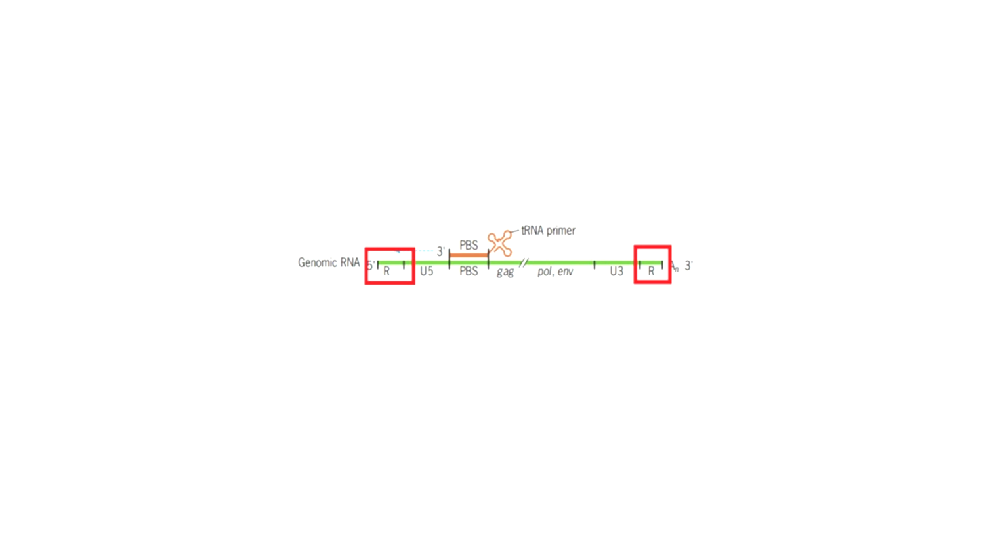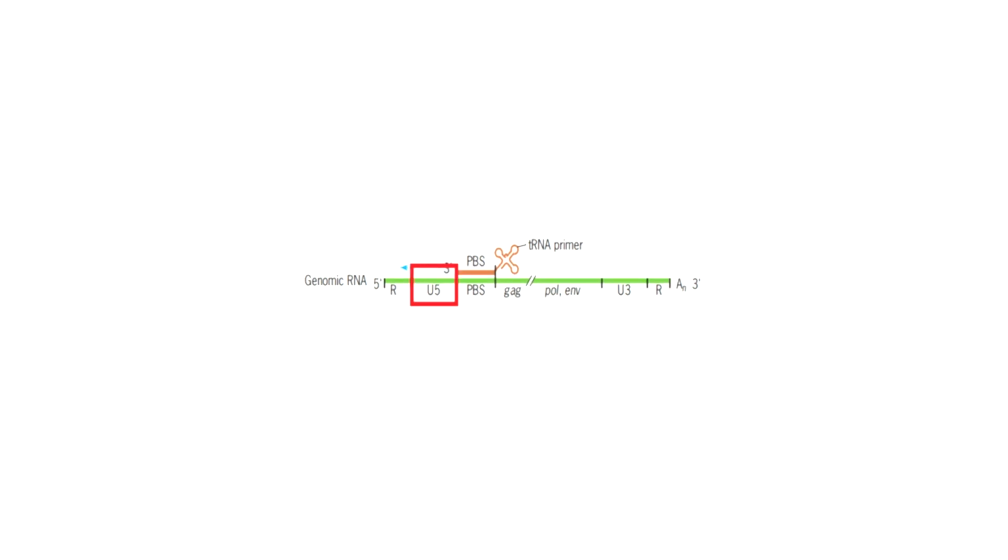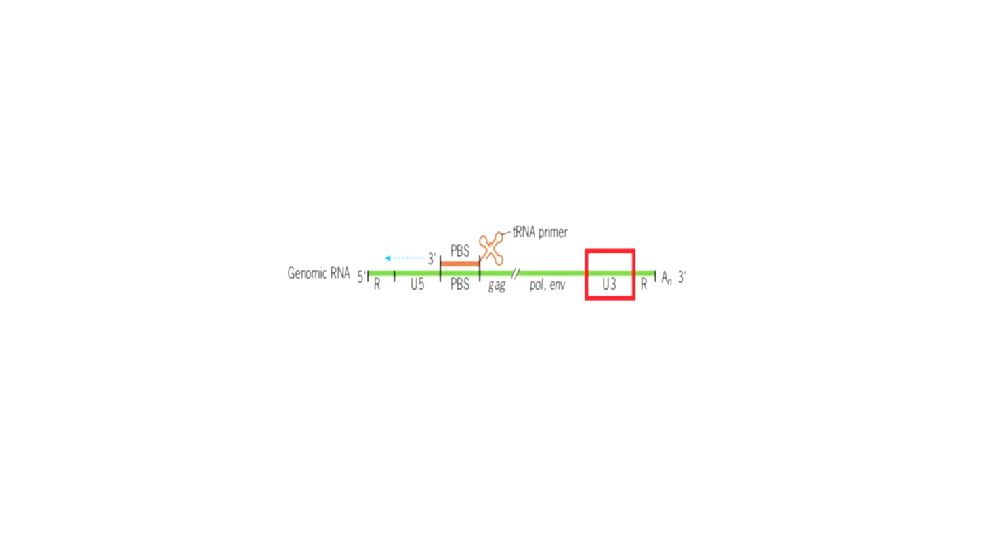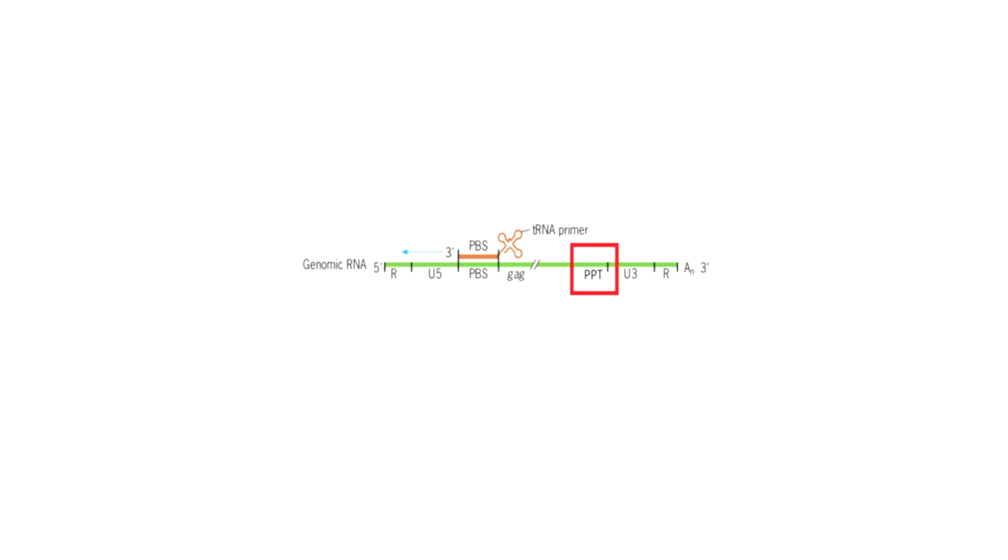Now before we talk about the replication of the virus genome, let's get an idea of the genomic composition of the virus. So if you look at this picture, the R is the repeated sequence which is present on both sides of the viral RNA. U5 is a unique sequence present near the 5' terminus. U3 is a unique sequence present near the 3' terminus. PBS is the primer binding site to which the tRNA binds, and PPT is the polypurine tract.